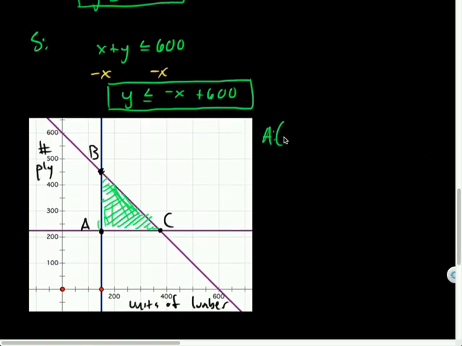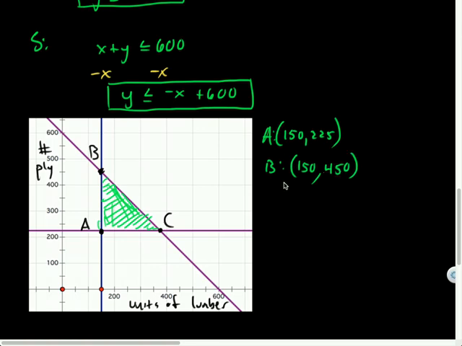(150, 225). I believe that makes sense. 150, 225. What are the coordinates of point B here? It's 150 for the x again. Maybe it's around 450, but let's actually find out for sure. What I could do is plug this x into this equation and find the exact y value. So negative 150 plus 600 does happen to equal 450.